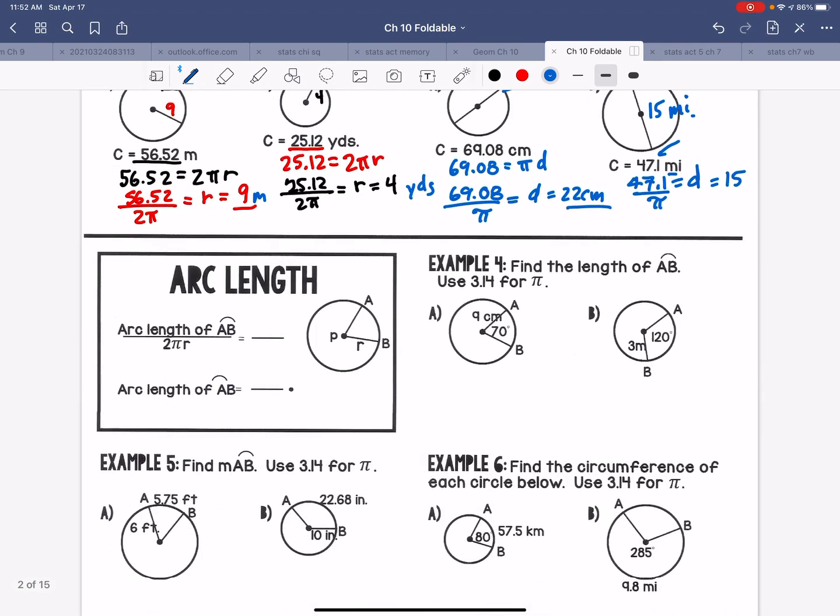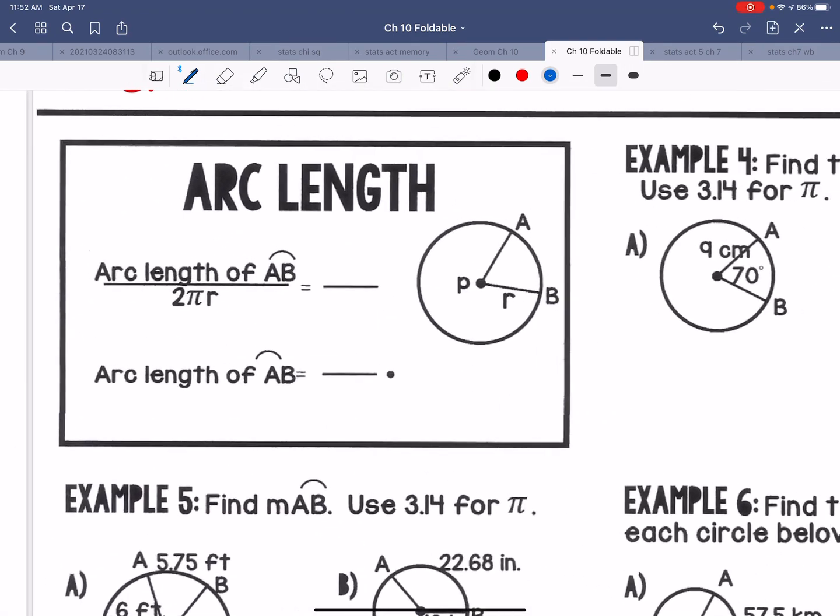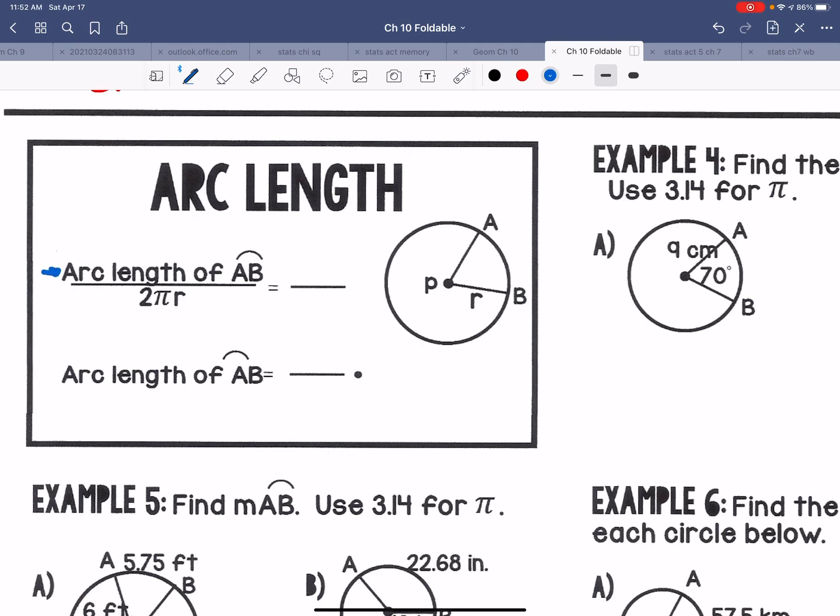Now for arc length. We review circumference when we do arc length because arc length is a portion of the circumference. So if the circumference is 2 pi r, notice it's just a portion of that. This same fraction should make sense here: if the measure of arc AB is a portion of all the way around, 360, that should be the same portion.